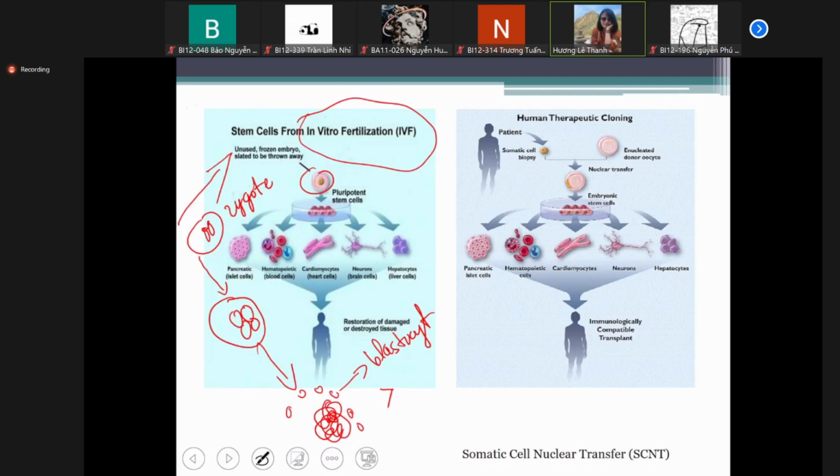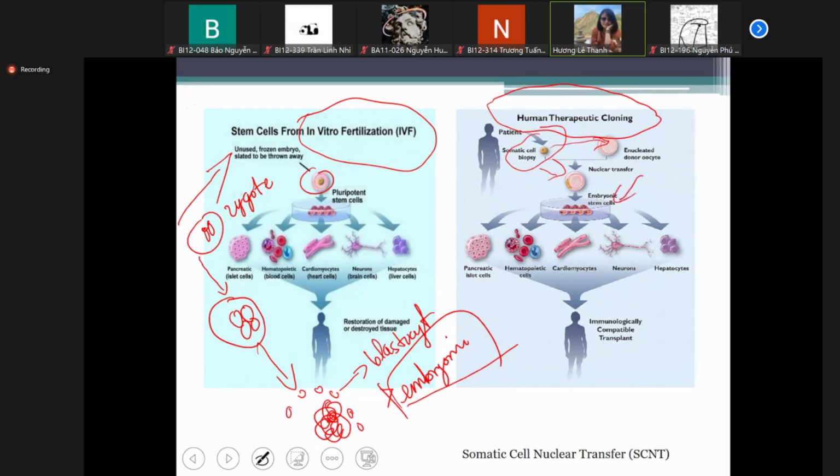Okay, we take the stem cells, and we also have human therapeutic cloning. When we take somatic cells and insert the nucleus into an enucleated donor oocyte, and transfer this nucleus into the enucleated donor oocyte, we can also generate embryonic stem cells.